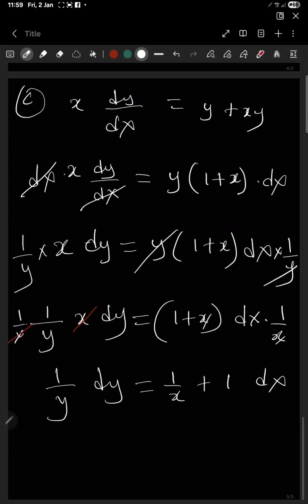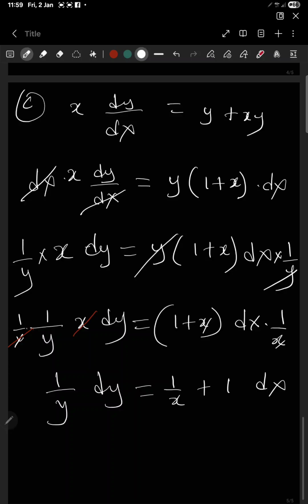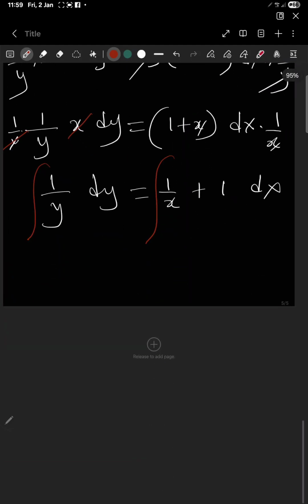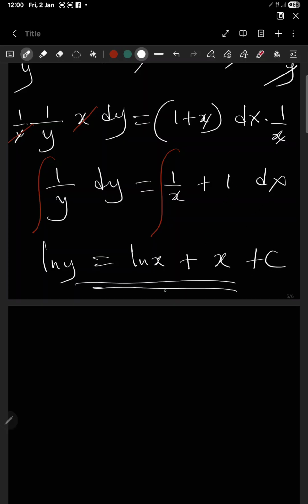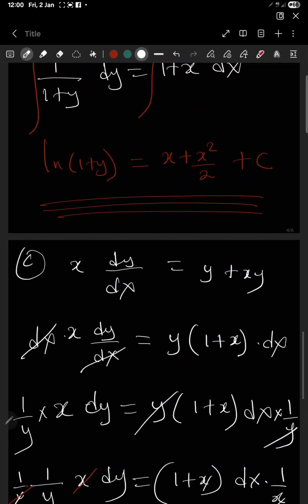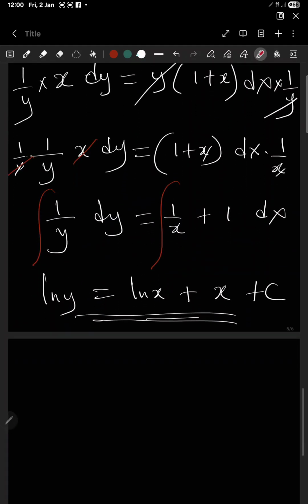Then from there, you can now integrate, because here we've now fully separated the variables. So by integrating, you integrate this side, you also integrate that side. Integrating this side, we are integrating with respect to y, so it becomes natural log of y is equal to, integrating 1 over x is natural log of x, then plus integrating 1 with respect to x is x, then plus c. So that becomes your final answer if you have to solve this differential equation here. So that's how you should be able to do it in that order.